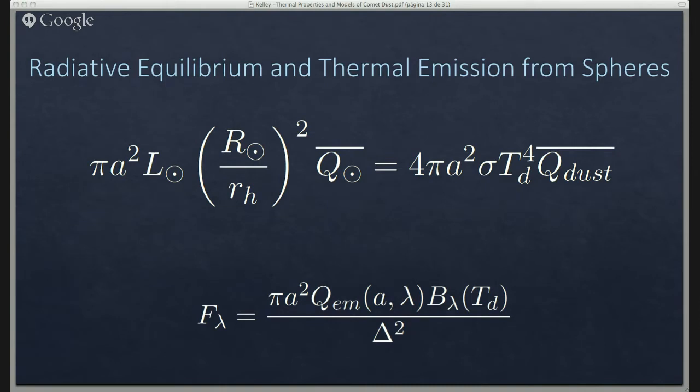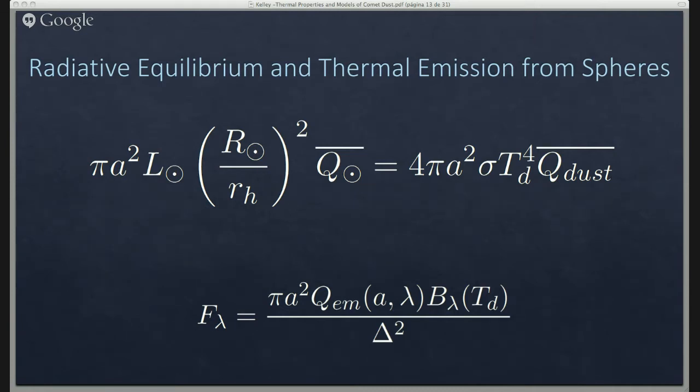We do radiative equilibrium, assuming a spherical geometry. On one side, we are balancing the input from the sun. This is the cross section of the grain. This is energy coming in from the sun. Here is the absorption efficiency averaged over the solar spectrum. So this is where our grain composition comes in, and grain size.